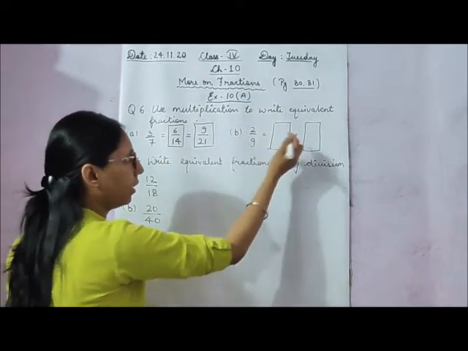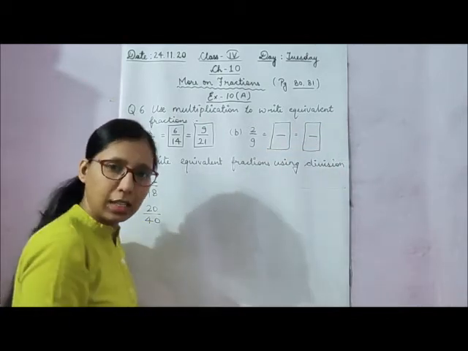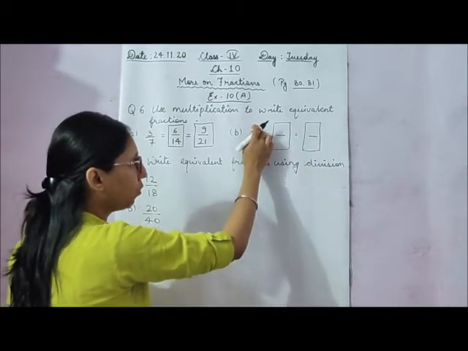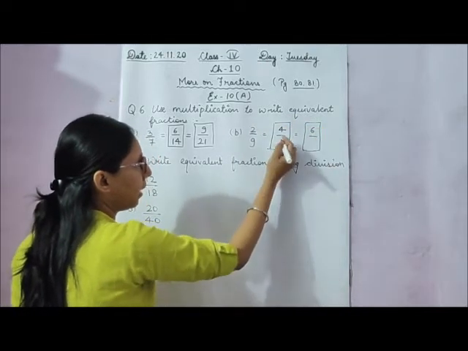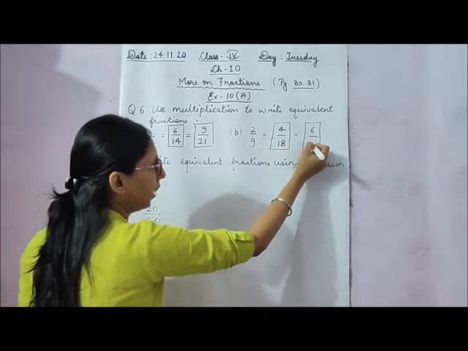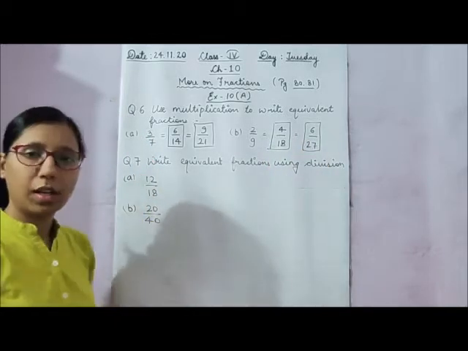Similarly, in 2 upon 9, we'll write the table of 2 in the numerator and the table of 9 in the denominator. So 2 into 1, 2. 2 times 2, 4. 2 times 3, 6. 9 times 2, 18. 9 times 3, 27. Similarly, you can do other parts.